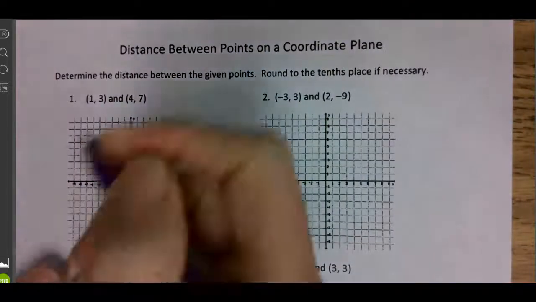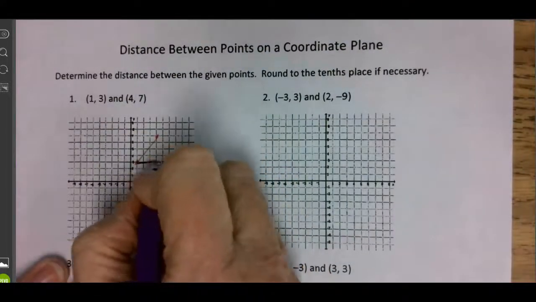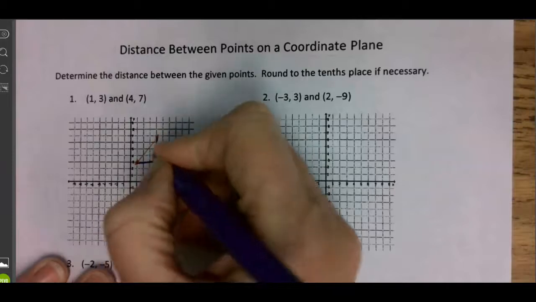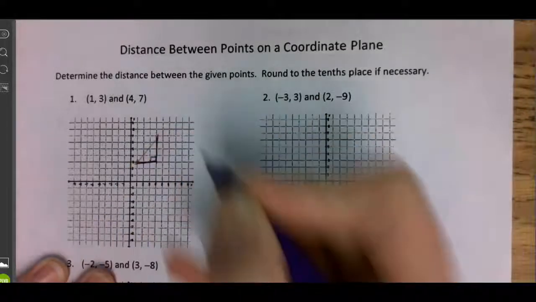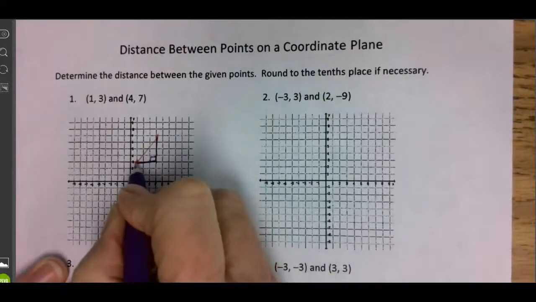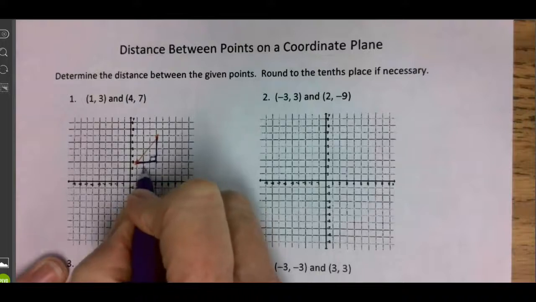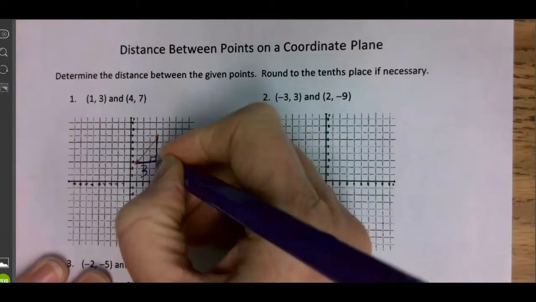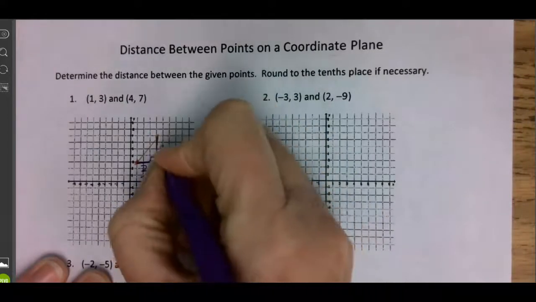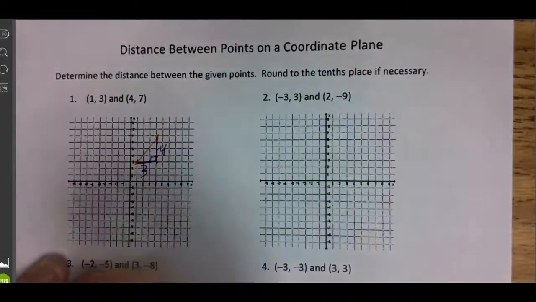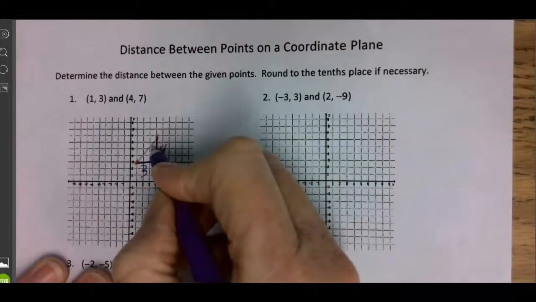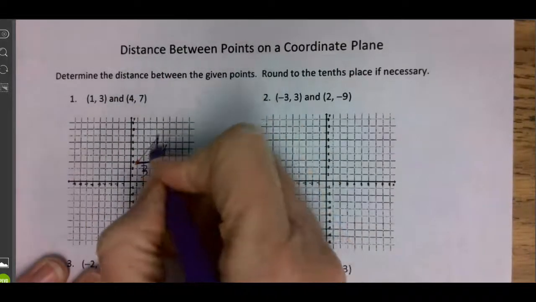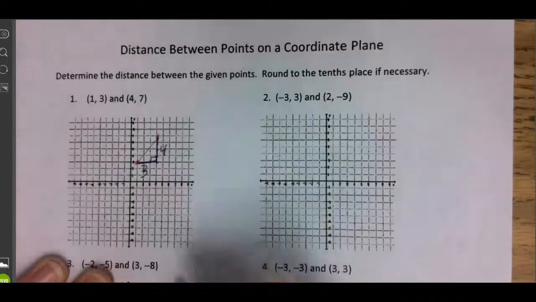So what we're going to do is make it into a right triangle, and then I can use Pythagorean Theorem to find it. What's the distance here? 1, 2, 3. What is the distance here? 1, 2, 3, 4. I'm going to use Pythagorean Theorem to find out what this distance is. This is my distance that I plotted, so I have to draw in a right triangle.